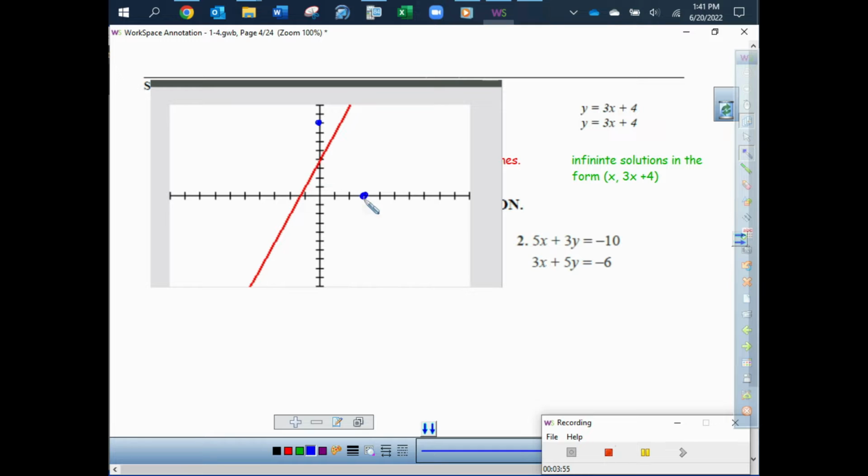This point right here isn't a solution. So there are infinite solutions. There's also an infinite amount of wrong answers. The only solutions are these guys that lie on the red line and the blue line right on top of each other. So how do they fit?